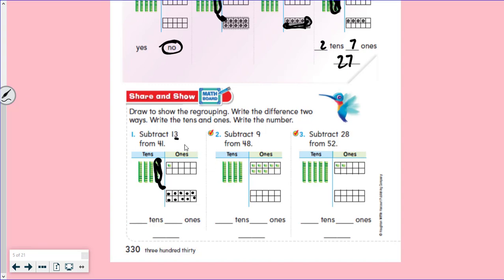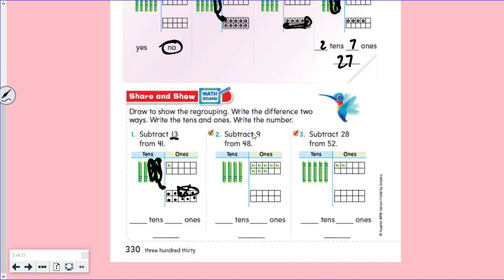Now can I take away 3 ones? Yes, I can. So I'm going to circle 3 of my ones, cross them out. Then I have to subtract my tens, right? So I'm going to subtract 1 ten. So I'll circle this guy and cross it out.